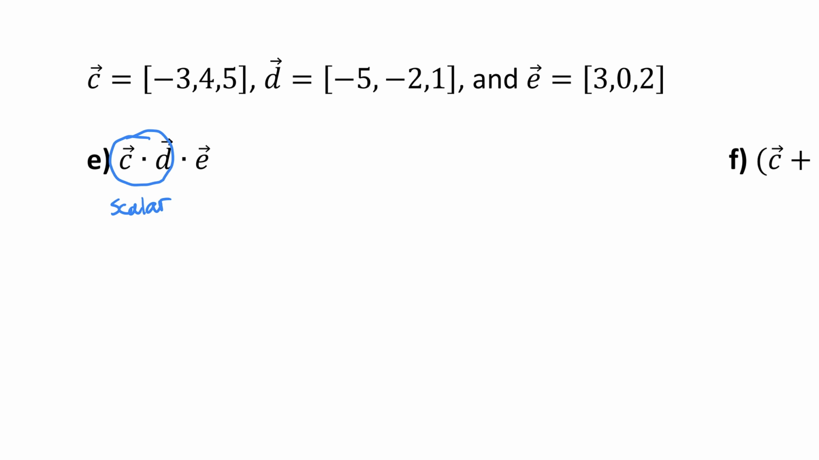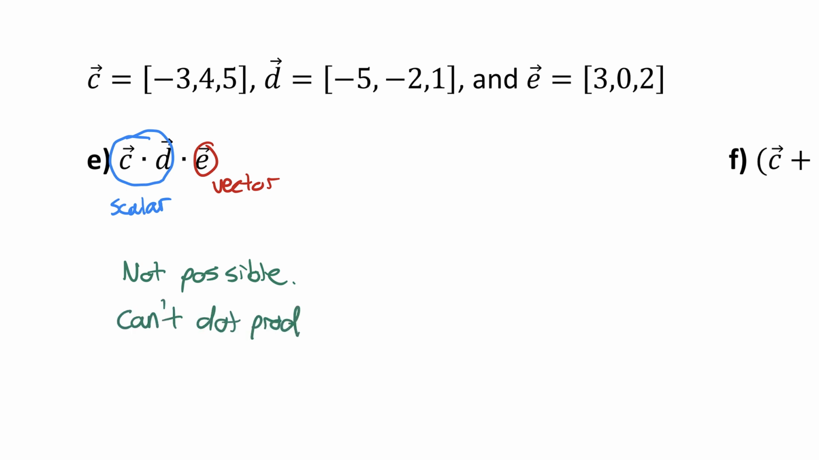And then when I dot product that with E, well, E is a vector, and I can't do a scalar dot producted with a vector. Dot product is only between two vectors. So I'll say this one is not possible, and the reason being, we can't dot product a scalar with a vector. A scalar and a vector can be multiplied together, but not be dot producted or cross producted.